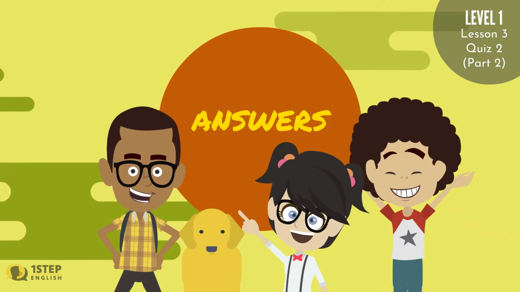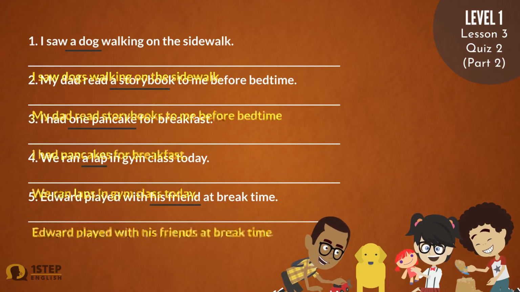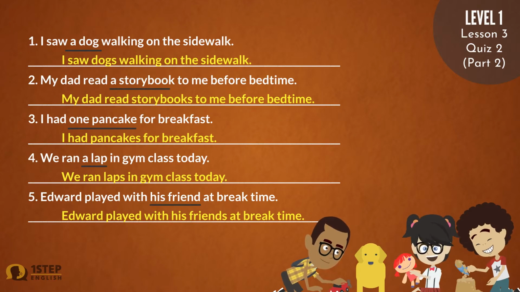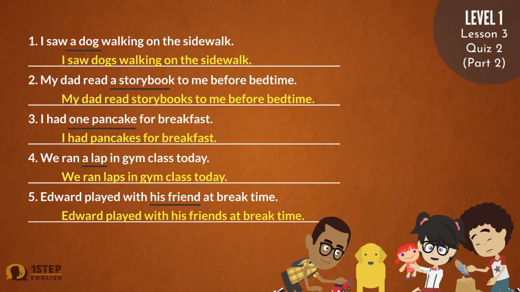Here are the answers. Number 1. I saw dogs walking on the sidewalk. Number 2. My dad reads storybooks to me before bedtime. Number 3. I had pancakes for breakfast. Number 4. We ran laps in gym class today. Number 5. Edward played with his friends at break time.